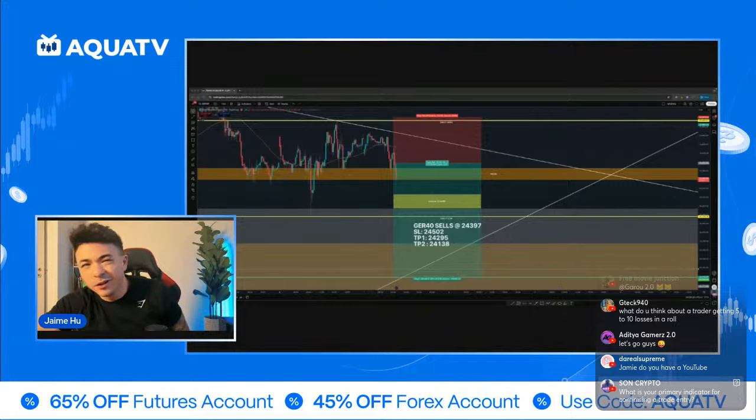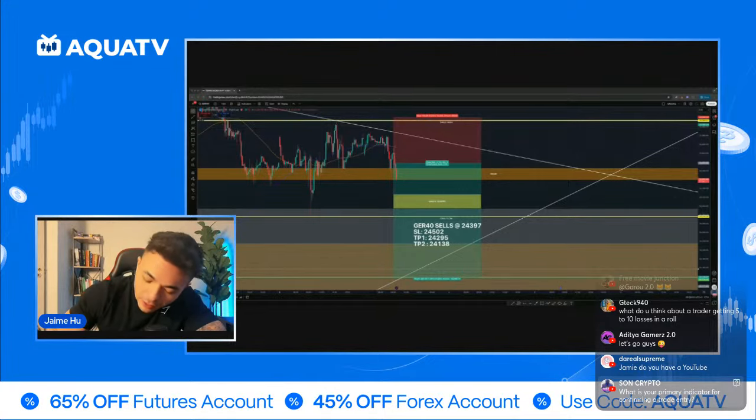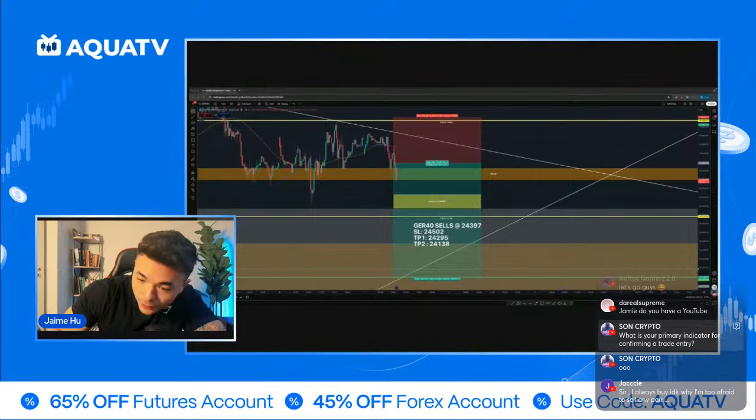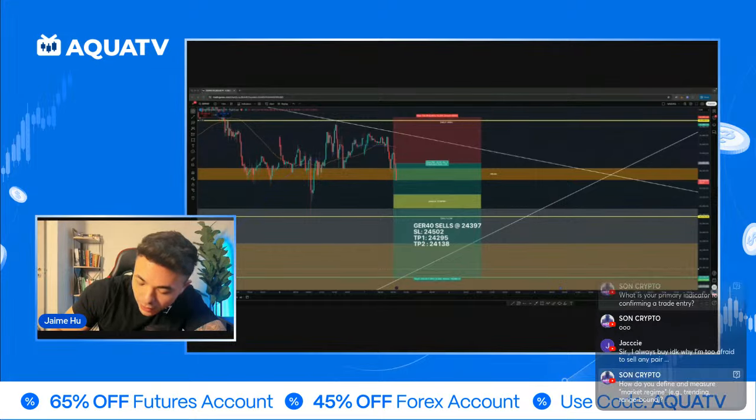Primary indicator, I don't really have an indicator to confirm a trade, but the indicators I use are the moving averages, the 50-day and the 200-day moving averages. But otherwise, I don't really use indicators. I used to though. I used to use stochastic oscillator, RSI, all that stuff.